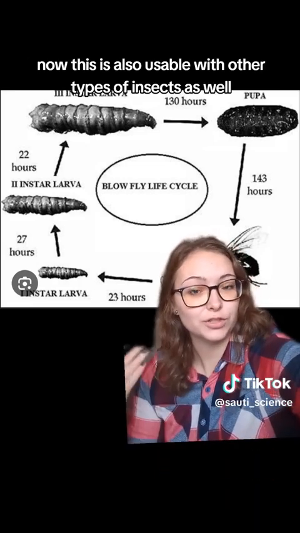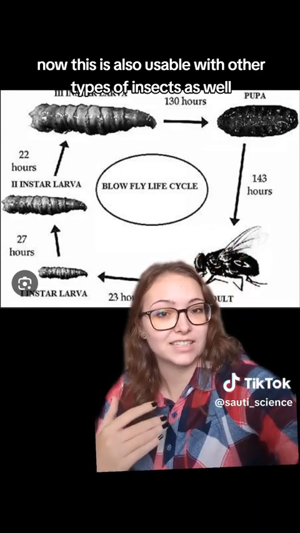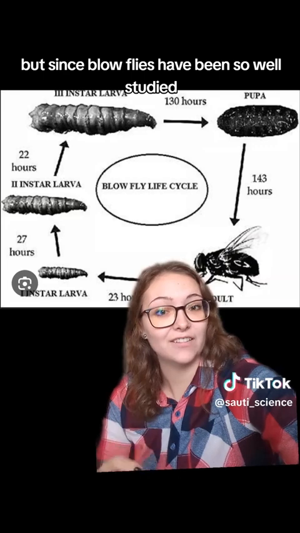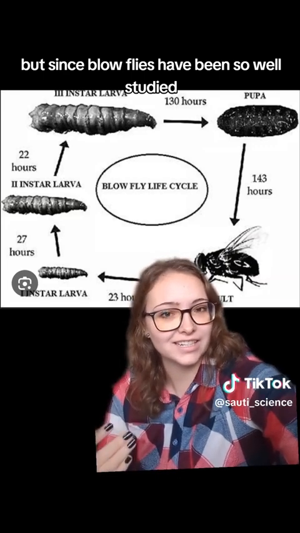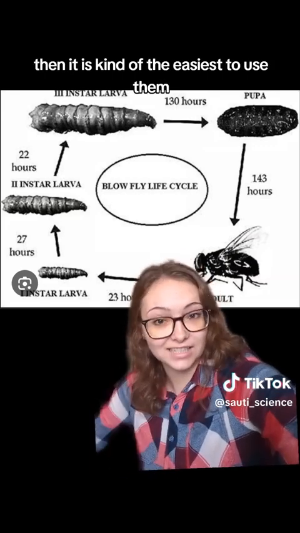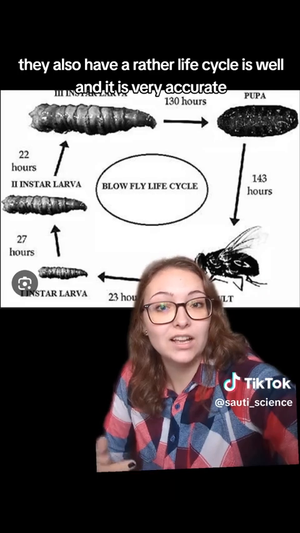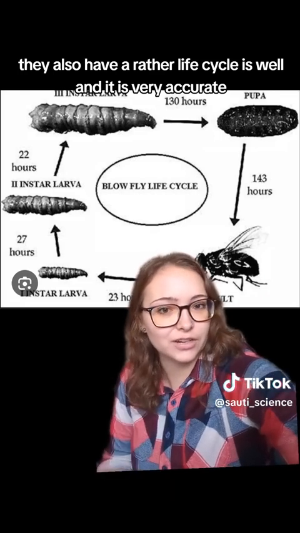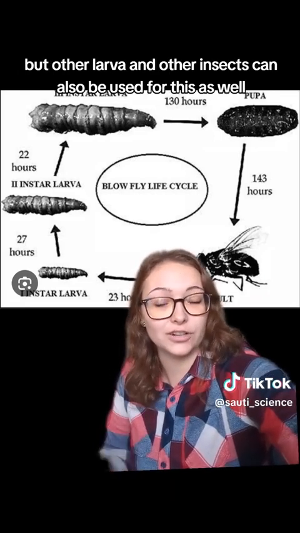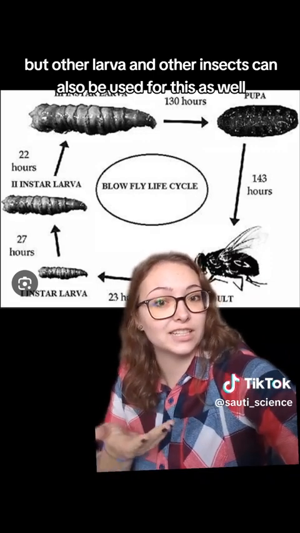Now, this is also usable with other types of insects as well, but since blowflies have been so well studied, it is kind of the easiest to use them. They also have a rather quick life cycle as well, and it is very accurate, but other larvae and other insects can also be used for this as well.